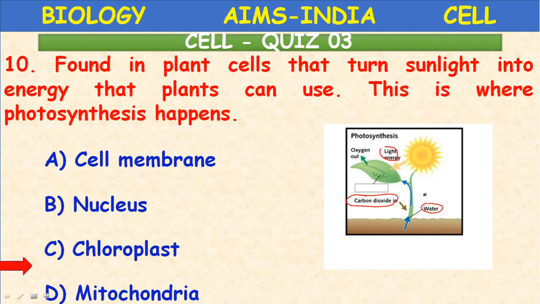Yes, chloroplast. What is this process, children? Photochemical reaction, photosynthesis. This photosynthesis occurs in which part of the plant cell? Chloroplast, the kitchen of the plant cells. C is the correct answer.